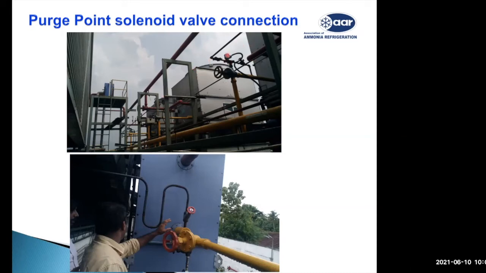For multiple condensers, you can see here multiple purge points are being taken. Now, this is a little bit of a tricky system. They have taken the purge point immediately at the outlet, but then they have provided a U-trap.